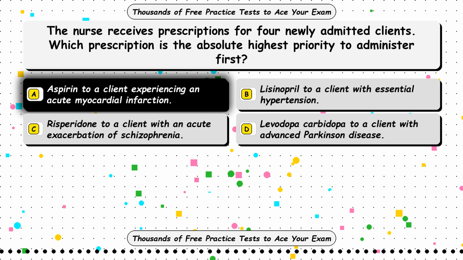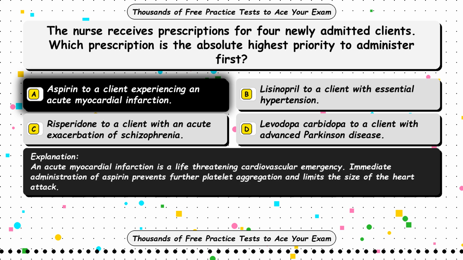The correct answer is option A. Aspirin to a client experiencing an acute myocardial infarction. An acute myocardial infarction is a life-threatening cardiovascular emergency. Immediate administration of aspirin prevents further platelet aggregation and limits the size of the heart attack.